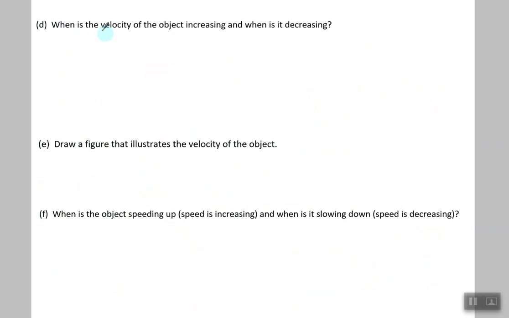D, when is the velocity of the object increasing and when is it decreasing? So remember that a function is increasing when the derivative of that function is positive, and the function is decreasing when the derivative of that function is negative. So if the function is velocity, velocity is increasing when v prime is positive and decreasing when v prime is negative. Well, what does v prime give us? That's right, the acceleration.